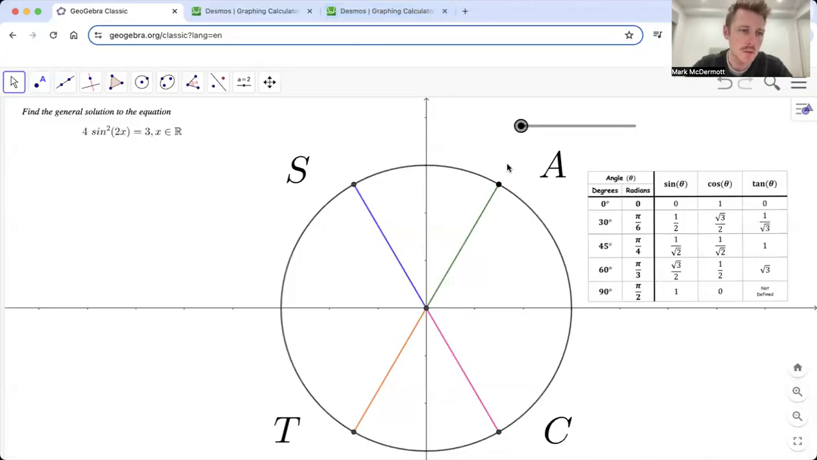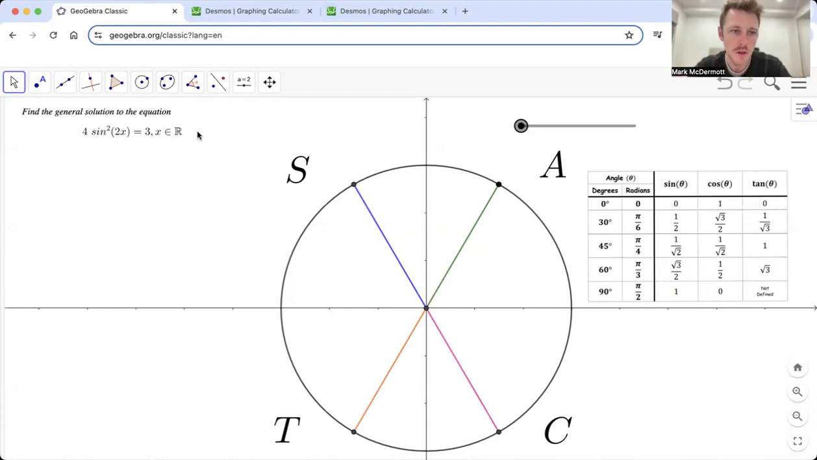Okay, so I just wanted to look at general solutions, do it in lots of detail, because if you can understand this one, you can hopefully understand most of them. Basically, the question says find the general solution to the equation 4 sine squared 2x equals 3, where x is an element of real numbers. Now, that's always going to be the domain when we're finding general solutions because, yeah, we're looking for all solutions.